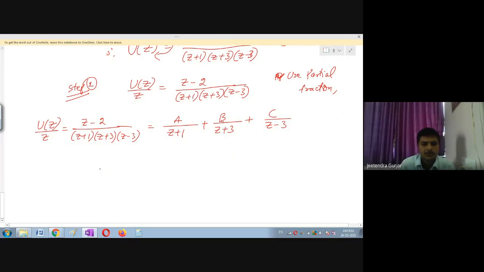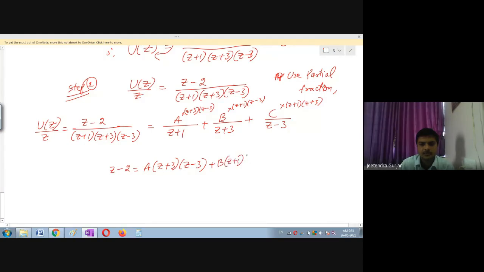Okay, so first you modify this equation now. This will be z minus 2 is equal to... Please solve yourself, students. z plus 3, this is z minus 3. See, denominator will be z plus 1 is there. So you multiply here z plus 3, z minus 3. Here z plus 3 is there in the denominator. So you have to multiply here z plus 1, z minus 3. Here denominator z minus 3 is there. Then these two terms you are going to multiply here z plus 1, z plus 3. So you should do this very easily and tell me the answer A, B, C.